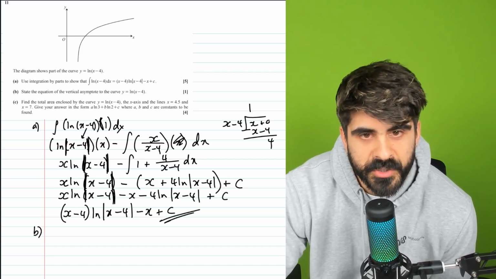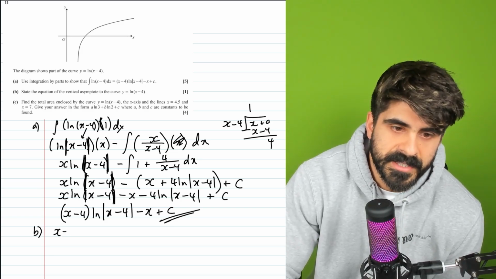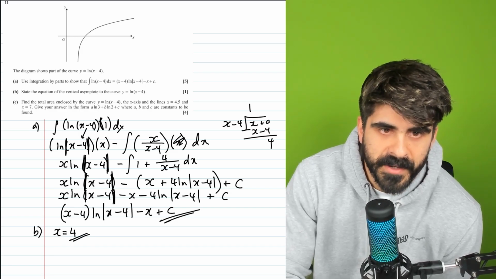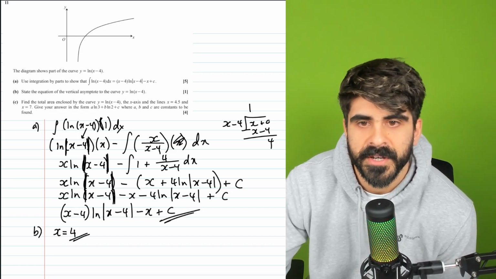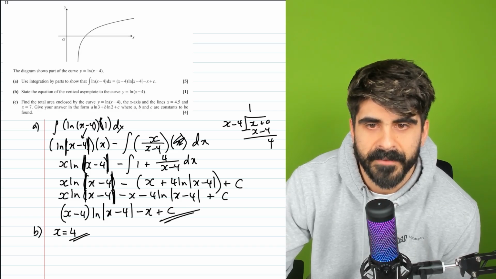Say the equation of the vertical asymptote of ln(x minus 4), so that is just x equals 4. It's when the argument equals 0, you can't do ln of 0. Find the total area enclosed by the curve, the lines x is 4.5 and x is 7. Give your answer in that form.